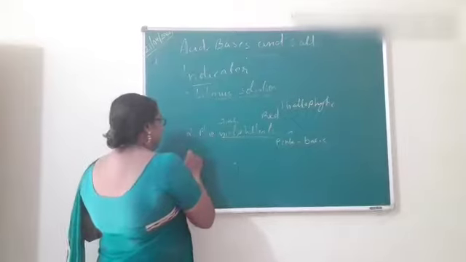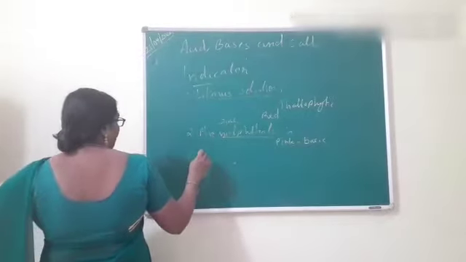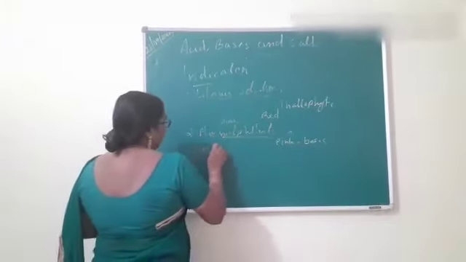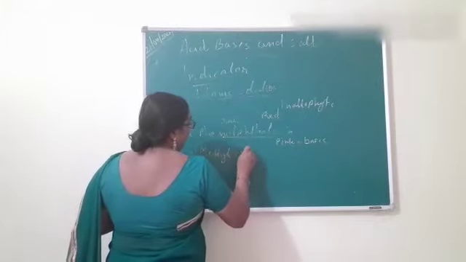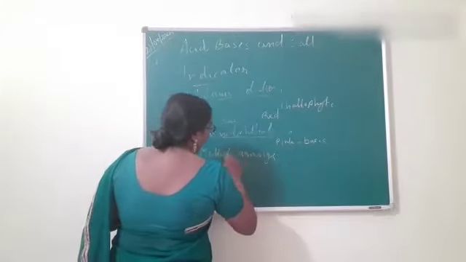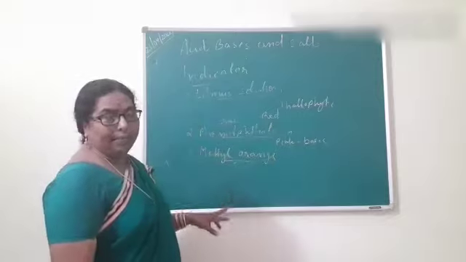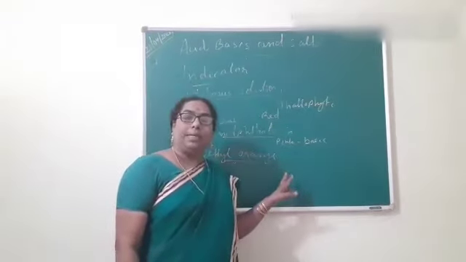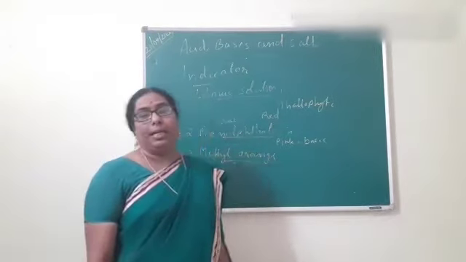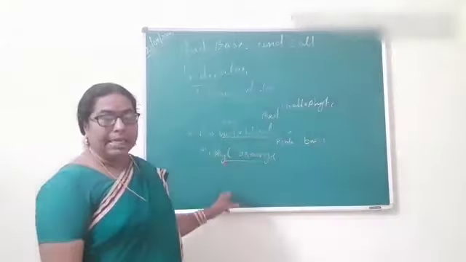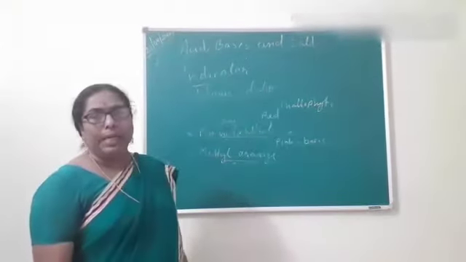Let us consider the third indicator as methyl orange. The third indicator we consider is methyl orange, which has an orange color in neutral medium, and it gives a red color in acidic medium and yellow color in basic medium. Is it clear, children? These are some of the common indicators.